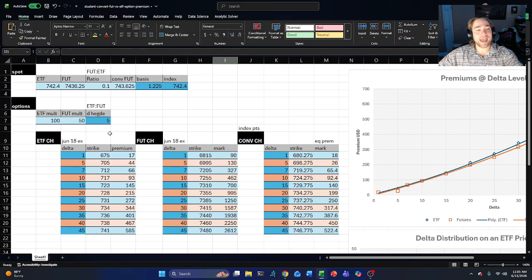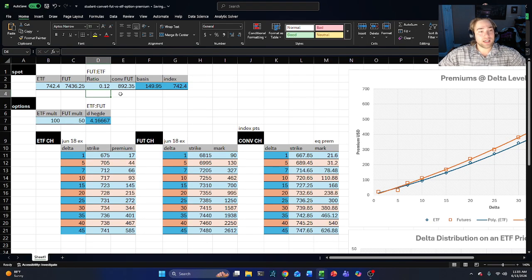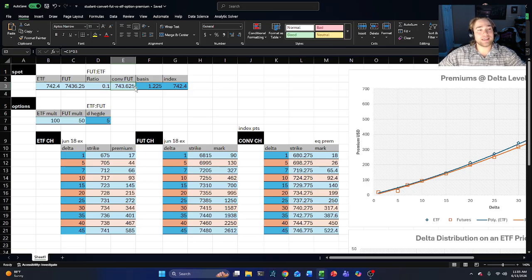Here we put in the contract multiplier of the future, the contract ETF of the future, and then we get our hedge. Now this hedge isn't just contract multipliers. I'll show you with the ratio. If I change the ratio, the delta neutral hedge value is going to change. So basically, the simple formula to convert the futures is futures times the hedge ratio. Index is basically, we return back to the ETF price.